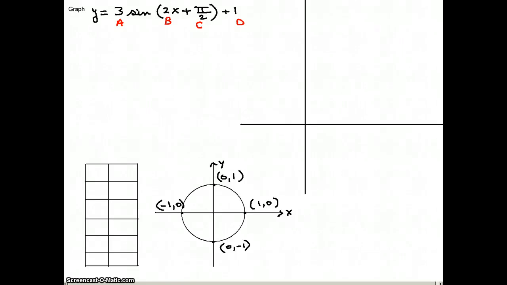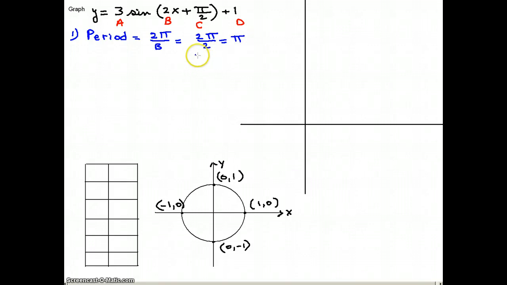Okay, let's start graphing y equals 3 sine 2x plus pi over 2 plus 1. I would like to start by finding the new period of this sine function. So all we need to do on step 1: period equals 2 pi over b. In this case, b is 2, so 2 pi over 2 would be pi. So this is the period of this sine function.